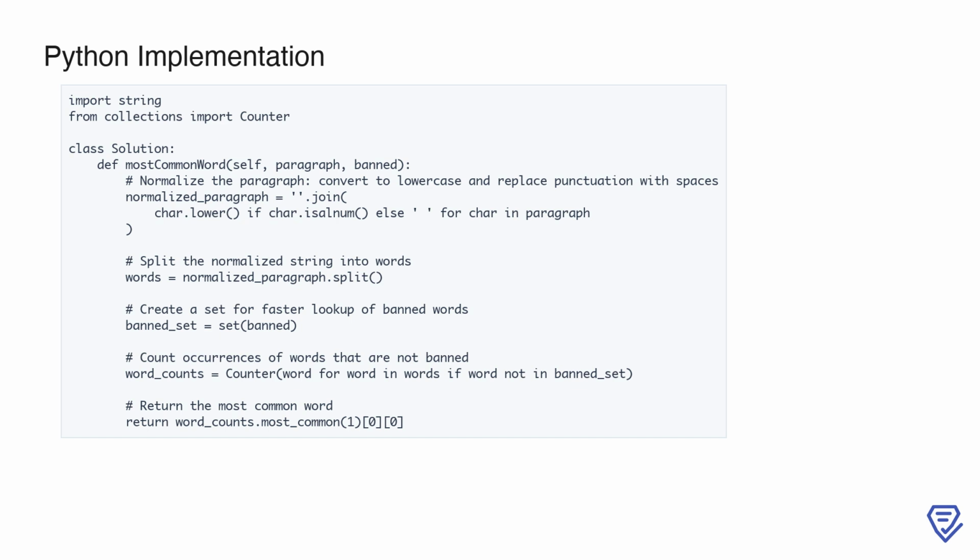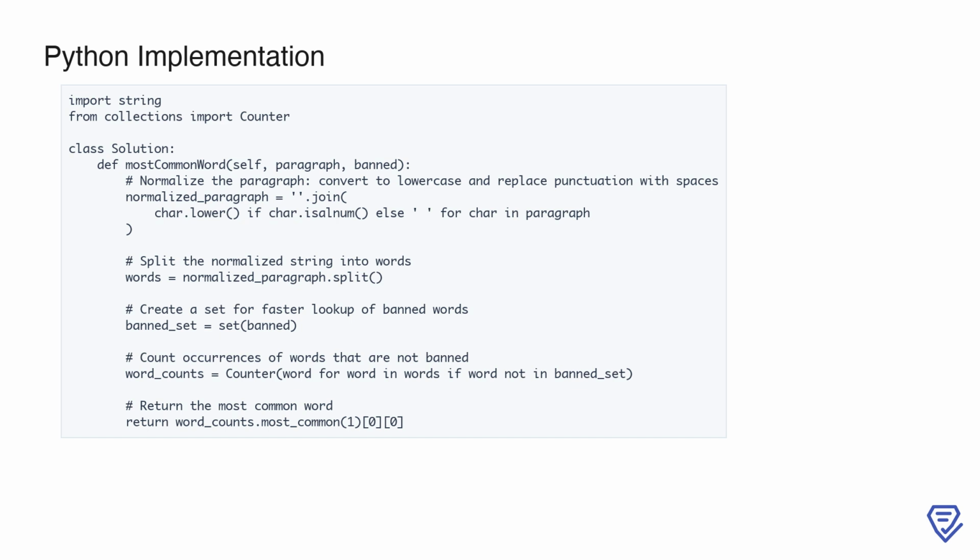The Counter class from the collections module is used to count the occurrences of each word in the list of words. A generator expression is passed to the Counter, which filters out any words that are present in the banned set. This ensures that banned words are not included in the frequency count. Finally, the most_common method of the Counter object is used to retrieve the most frequent word that is not banned. This method returns a list of tuples, where each tuple contains a word and its count. The [0][0] indexing retrieves the word from the first tuple, which is the most common word.